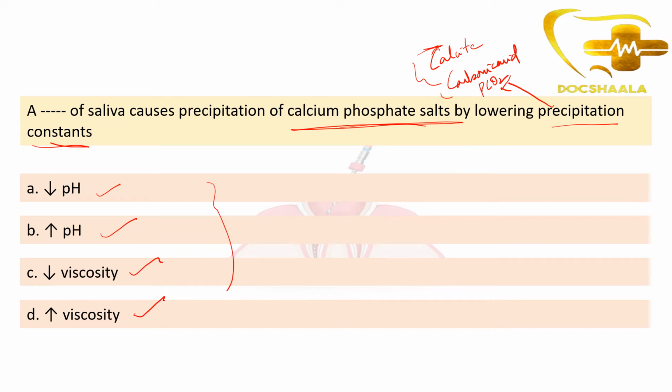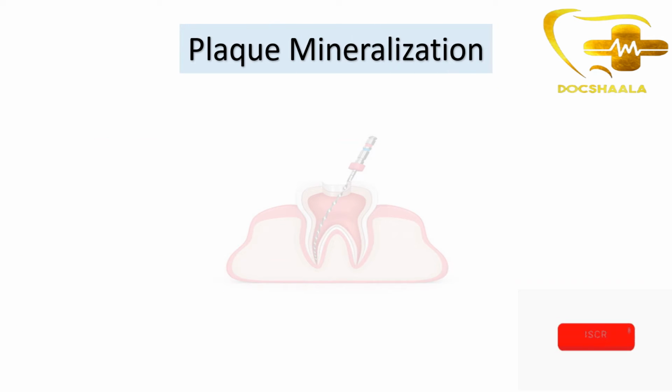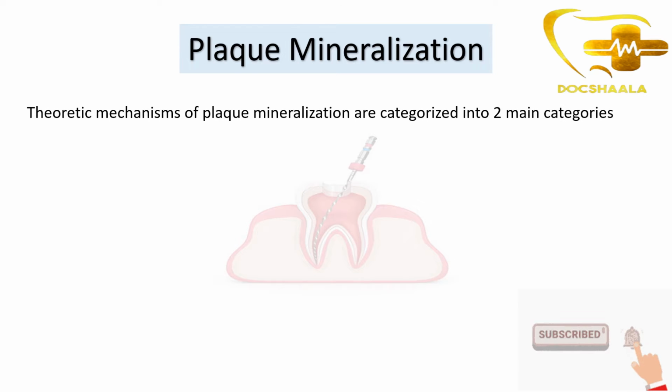By deposition of these calcium phosphate salts, what will happen? Plaque will get mineralized. Okay, so which is the favoring factor for plaque mineralization? Let us just see what favors it. So let us come to the concept of plaque mineralization. Theoretically we have two main categories of plaque mineralization, that is, the mechanisms are divided into two main categories.